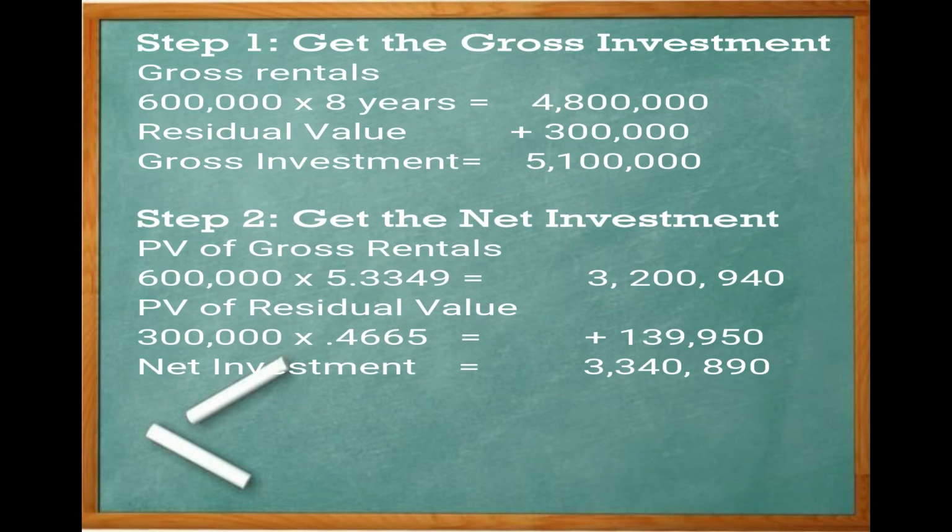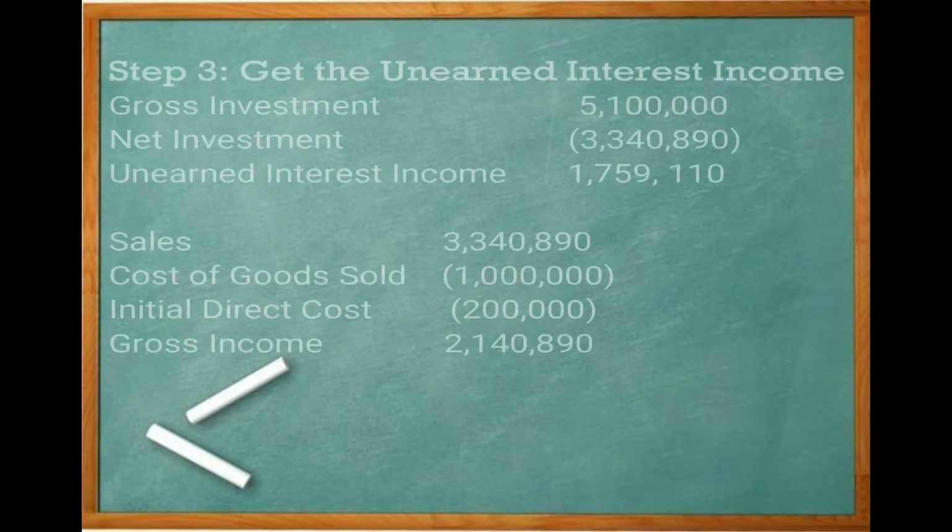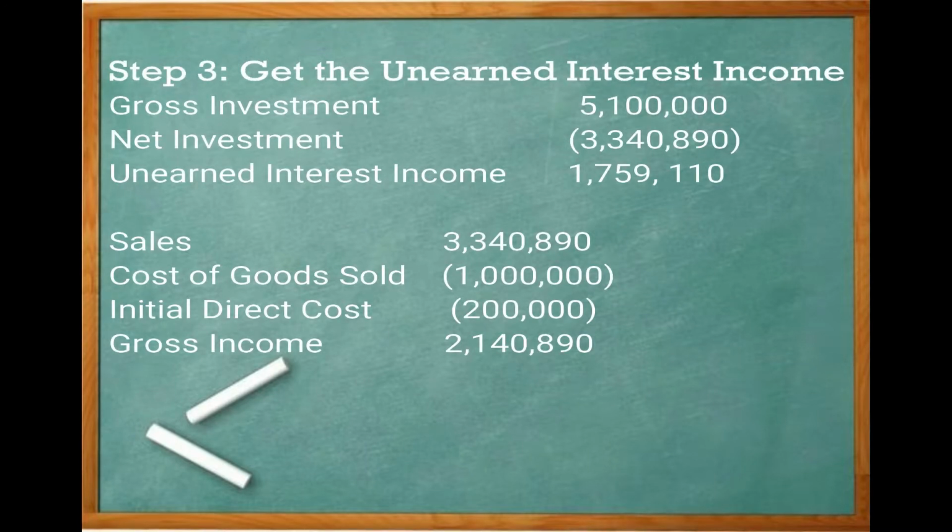Ngayon, ang ating net investment ay 3,340,890. Step 3. Get the earned interest income, which is the difference of the gross investment and net investment. Gross investment, 5,100,000 minus the net investment, 3,340,890 equals 1,759,110. And next naman ay kuhanin natin yung gross profit.